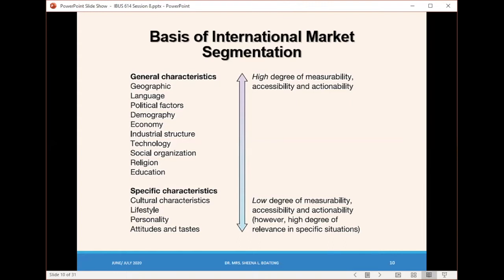So once you are able to use more specific characteristics, you can target segments that are not generally catered for by the usual marketing activities and products and services that are put out there by the firms in the foreign market. And that is the way by which several firms have been able to develop a competitive advantage while operating in foreign markets. So that is it for the continuum discussing the basis of international market segmentation.